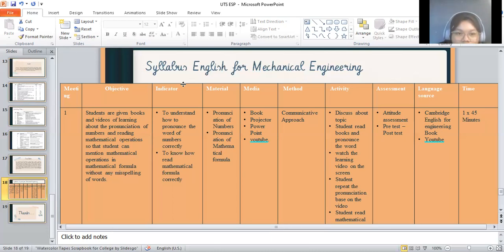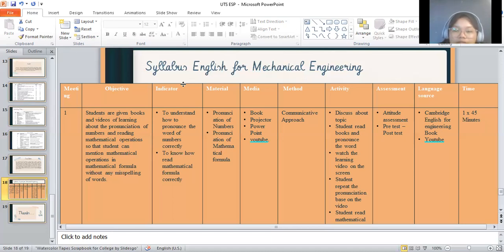For the indicator, there is to understand how to pronounce the words of numbers correctly, and then to know how to read mathematical formulas correctly. And for the material, pronunciation of numbers, and then pronunciation of mathematical formulas. And for the media, there is a book, projector, PowerPoint, and YouTube. And the method, I used a communicative approach.